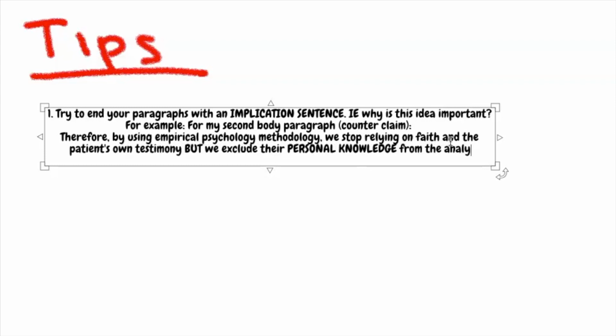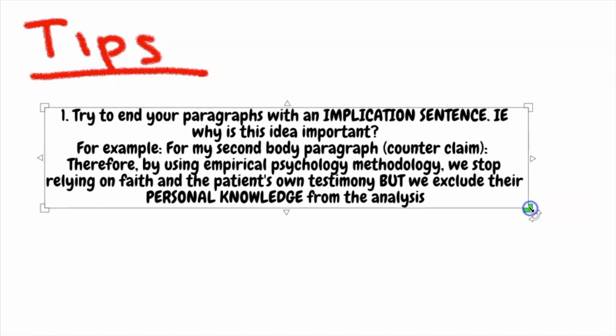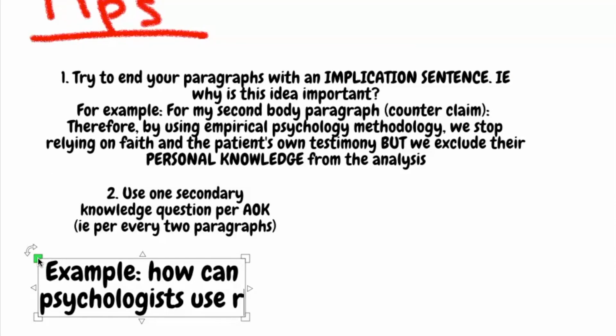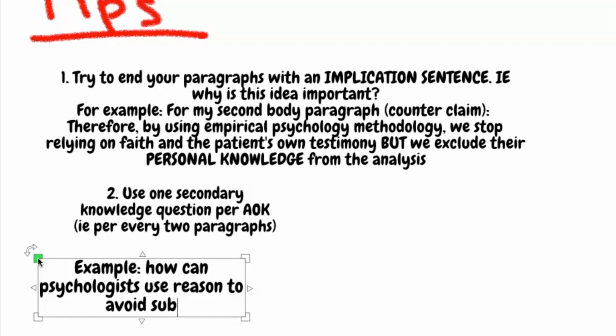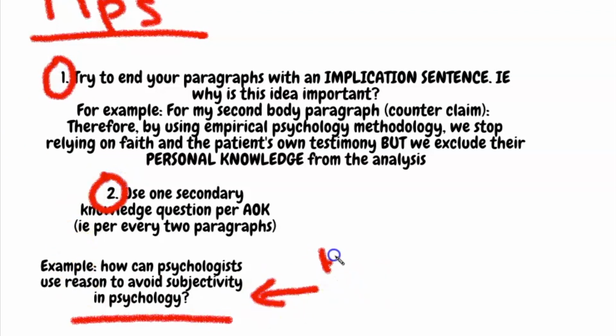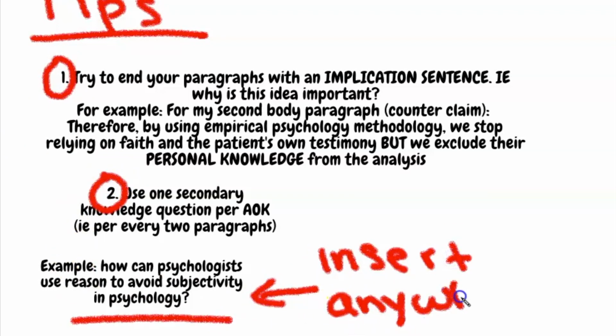And with every paragraph, you should probably end with an implication sentence. The implication sentence is basically you explaining why you think this is important. My second tip is to integrate at least 2 secondary knowledge questions within your essay. 2 is a good number to aim for, but basically secondary knowledge questions are smaller versions of central knowledge questions. An example would be: how can psychologists use reason to avoid subjectivity in psychology? So it's a minor question that is still linked to your central knowledge question, but basically just helps you develop your argument.